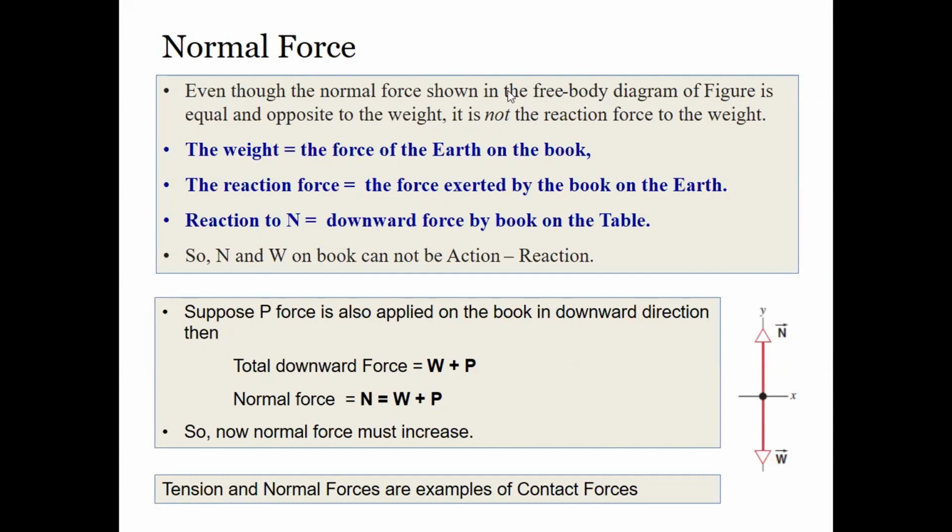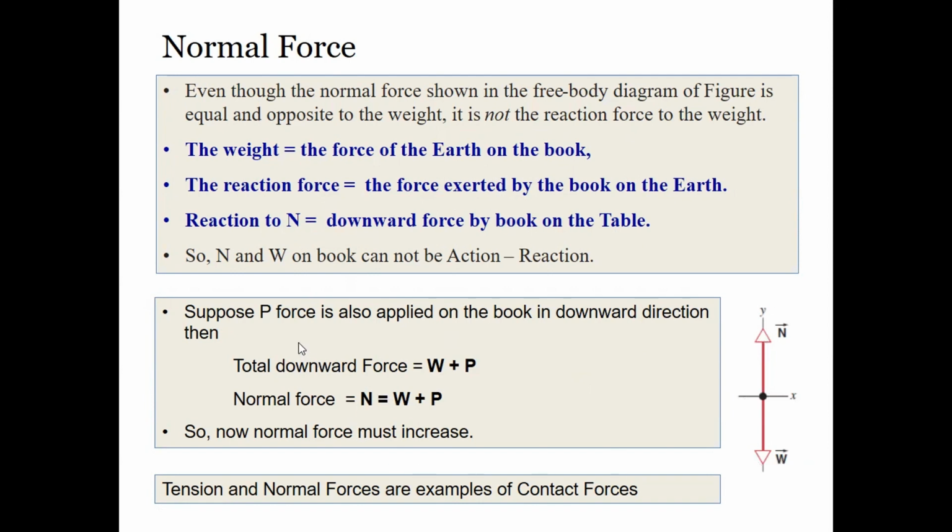Even though the normal force shown in the free body diagram of the figure is equal and opposite to the weight, it is not the reaction force due to the weight. The weight is basically the force exerted by the earth on the book. However, the reaction force is the force exerted by the book on the earth. But N is a normal force, which is the normal reaction that the table is showing to the book. So the reaction to the normal is the downward force by the book on the table.